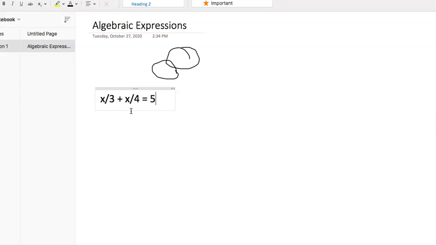All right, so what really happens here is we need to go and find a common denominator, right? Because we would like to be able to add these two together, x divided by 3 plus x divided by 4. In order to do that, we need to have the same denominator. So we want that to be 12, right? So with x divided by 3, we're going to multiply the top and the bottom by 4 each, right?